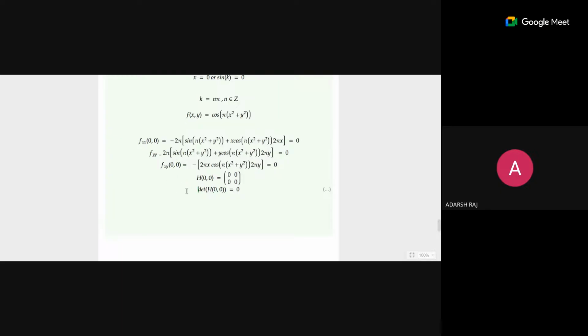For this one, sir, what if we get a case in which we get fxx as 0, but the determinant is negative? Here we are getting 0, I'm just saying, but the determinant we get as negative. In that case, we are telling the answer is saddle point, right?